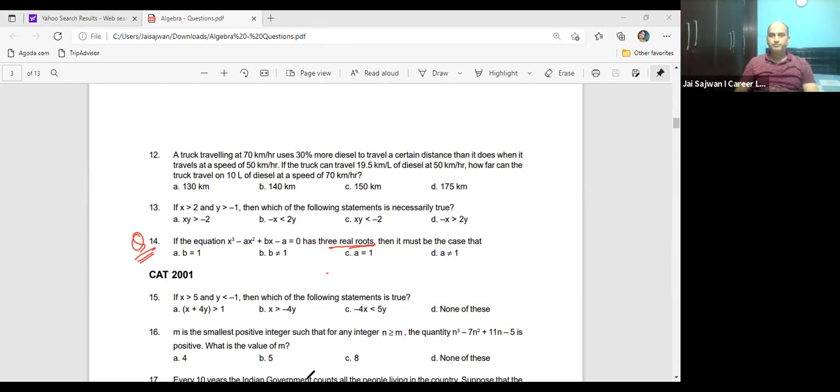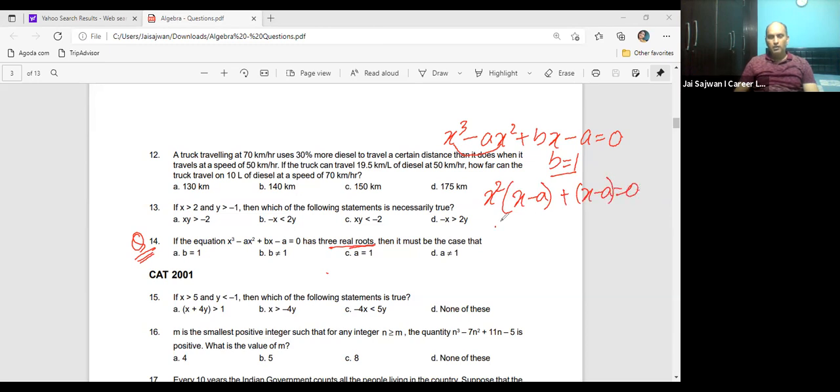Okay, here I go now. Let me take up this question. x cube minus a x square plus b x minus a is equal to 0. What must be the case so that it will get 3 real numbers? I can see that if you take x square common from here, and b comes out to be 1, you'll get x square into x minus a plus x minus a is equal to 0. That gives you x square plus 1 into x minus a is equal to 0.